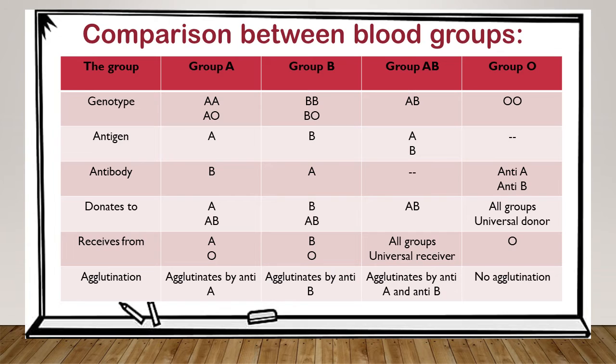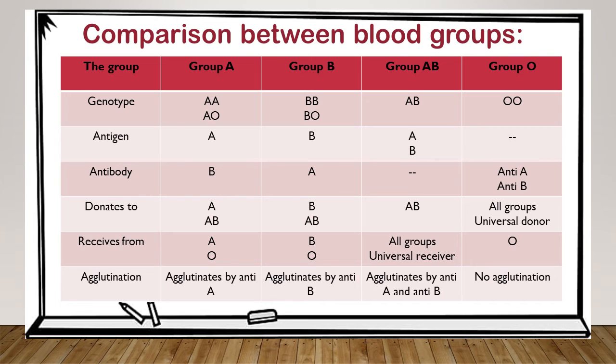Number 1, the first point of comparison, the genotype. As we said before, the genotype of blood group A is AA or AO, as gene A dominates over O. So the person who has genotype AO, his blood group will be A, as gene A dominates over the O. About blood group B, the genotype will be BB or BO, as gene B also dominates over the gene O, and the gene O is recessive.